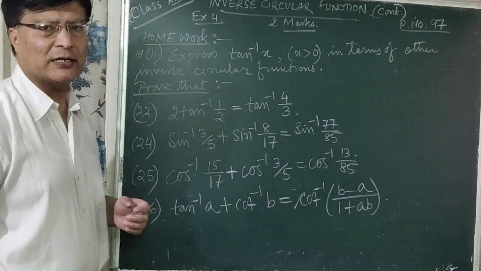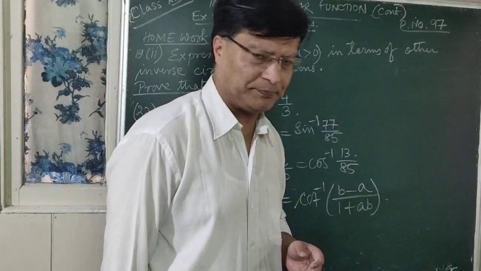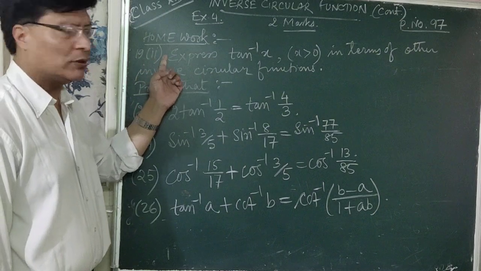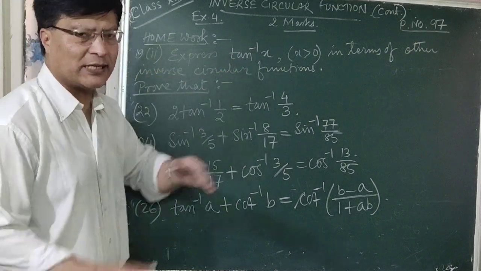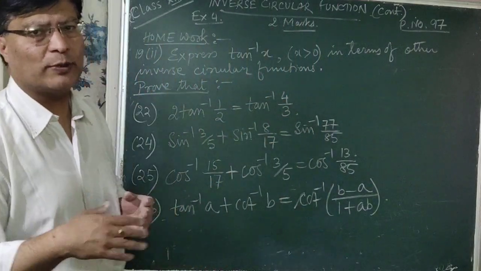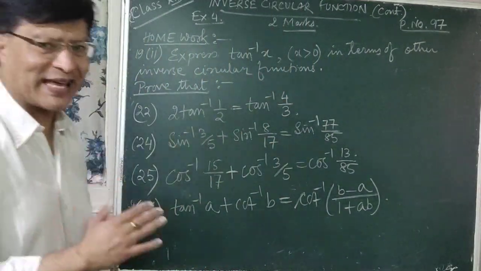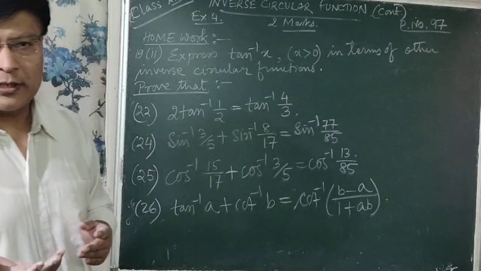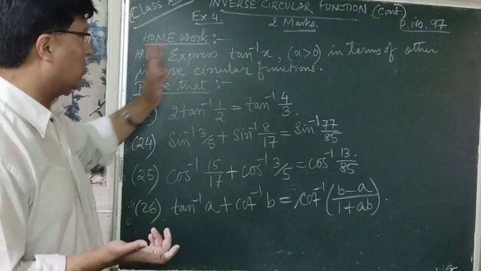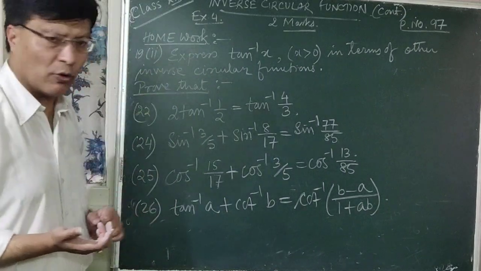So we did 19 number 1 in the first online class. So likewise, you can do this 19 number 2. You have to convert this tan inverse x into other inverse circular functions. That means tan inverse x should be converted into cot inverse, sine inverse, cosec inverse, cos inverse, as well as sec inverse. Okay, you can do it. So 19 number 2 is your homework.